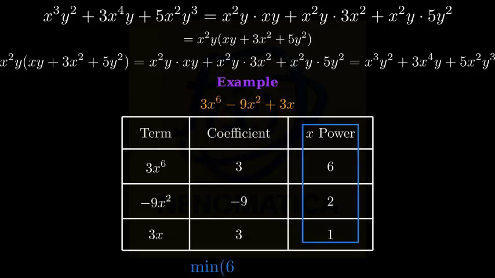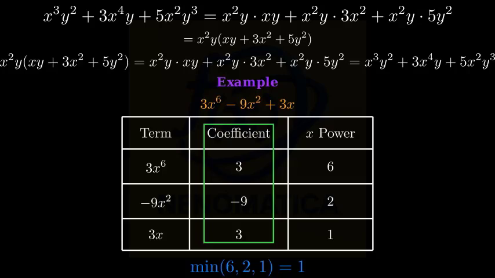Looking at the exponents of x, the smallest is 1 from the third term. For the coefficients, we need to find the greatest common factor of 3, negative 9, and 3. The GCF of 3, 9, and 3 is 3. So the greatest common factor is 3x.